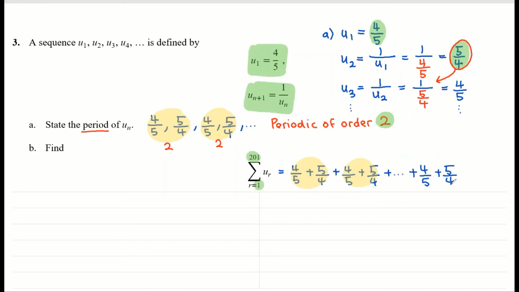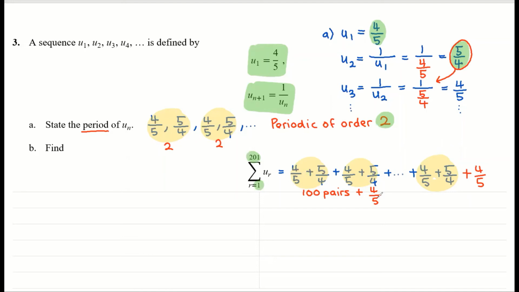Okay, now that, we'll call these the last pair, if you like. And then we're going to get this extra term where we get plus 4 over 5. Okay, so there's 100 pairs plus 4 over 5 because there's a remainder of 1.